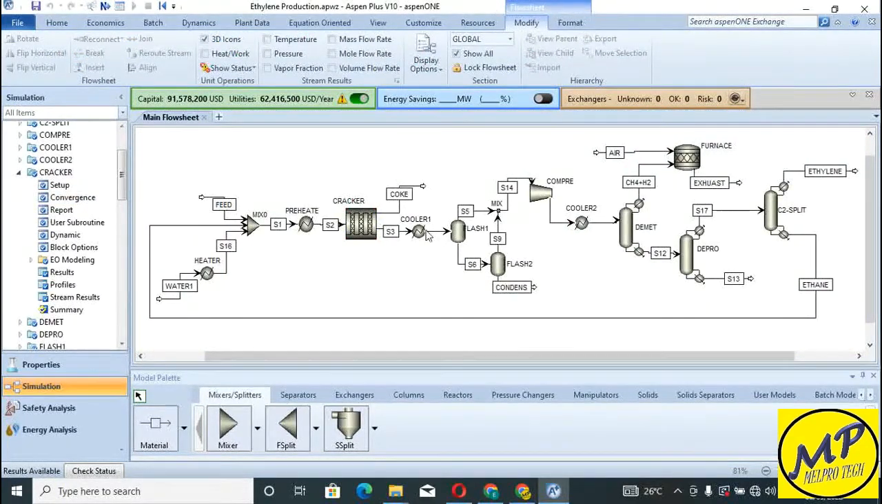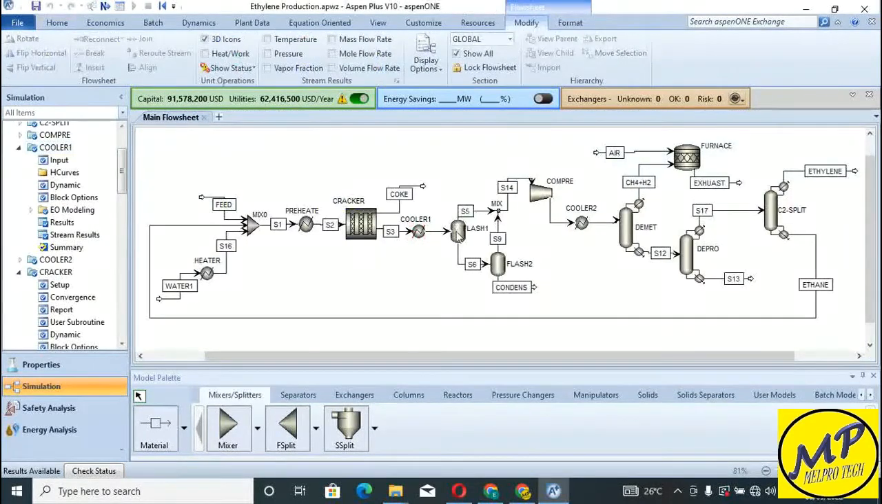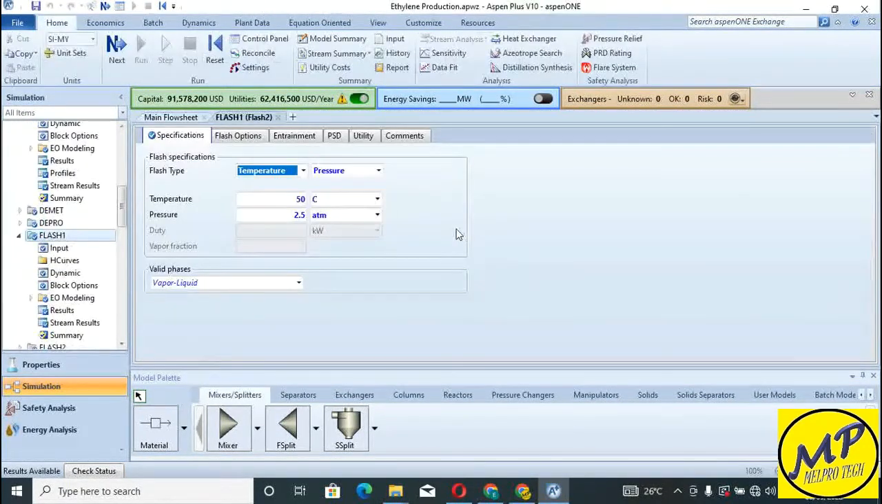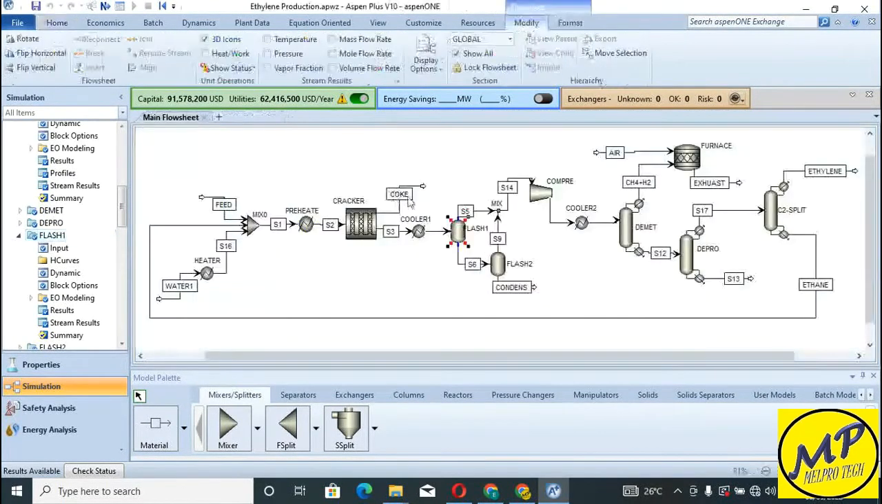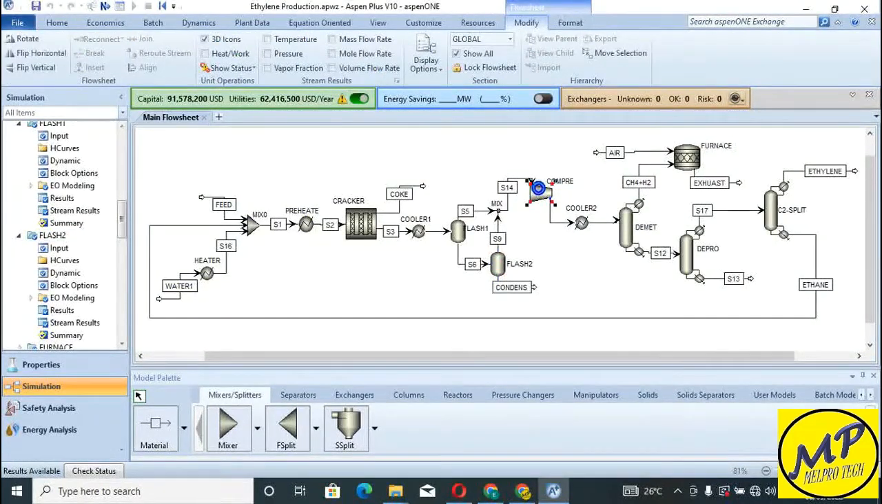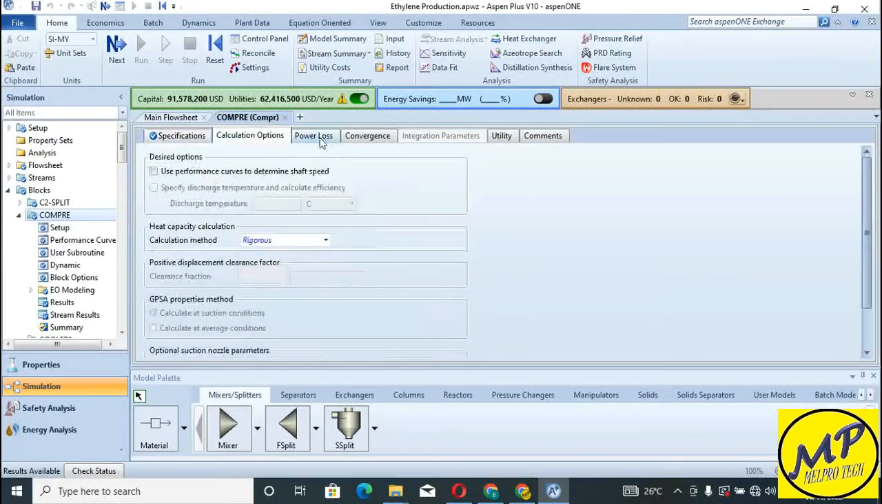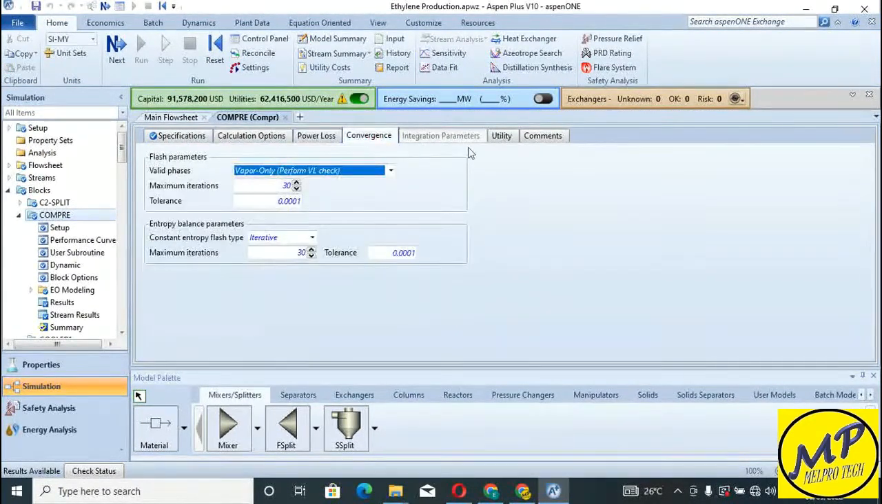Okay, so the cooler, this cooler here, this is the temperature and this is the pressure, the two important process variables. Then for the flash, the first flash, this is the parameters. And the second flash, this is the parameter. And for the compressor, the parameters too. The other thing is kept at default.